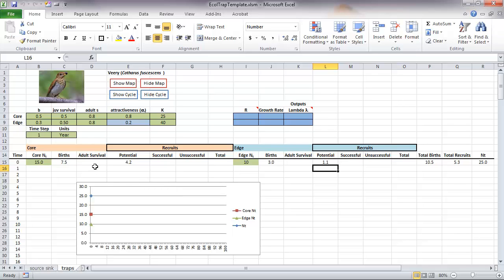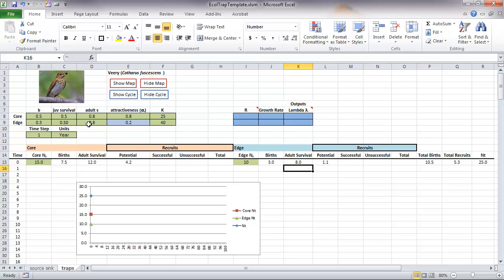So at this point, it's fruitful for us to go ahead and calculate how many of those slots are taken by the returning adults. So what would that be? That's going to be equal to the number of adults in the core times the adult survival rate for the core, anchor. And for the edge, it's going to be the number of adults in the edge times the adult survival rate for the edge, anchor that.